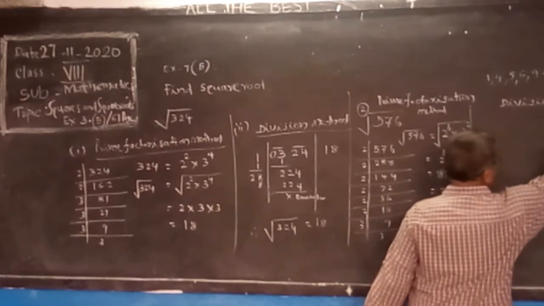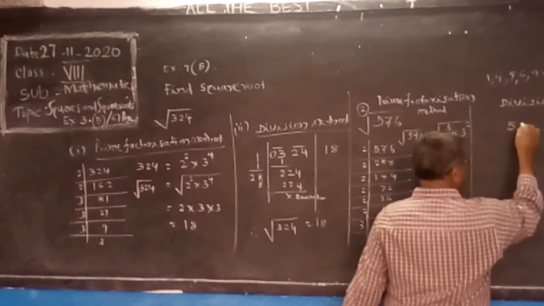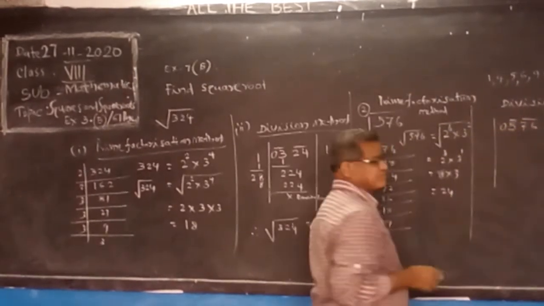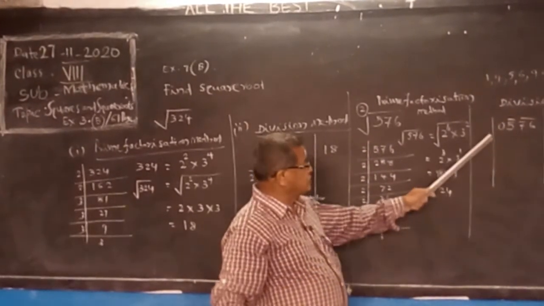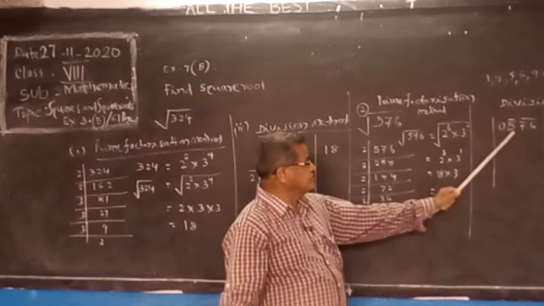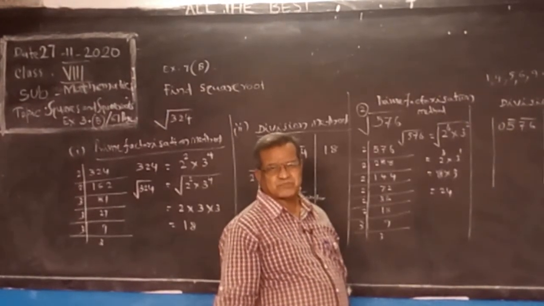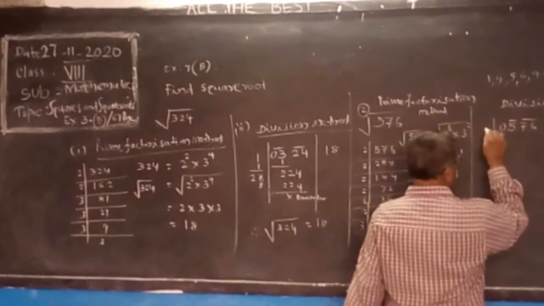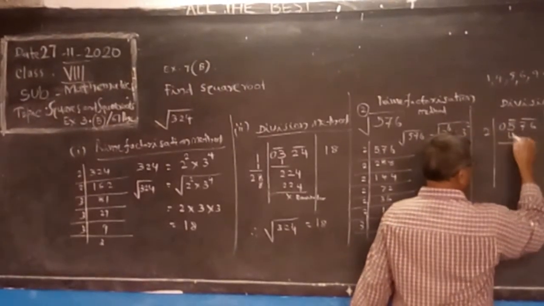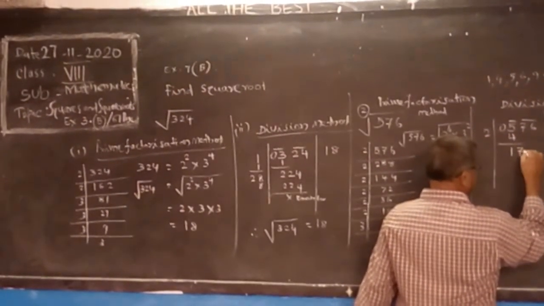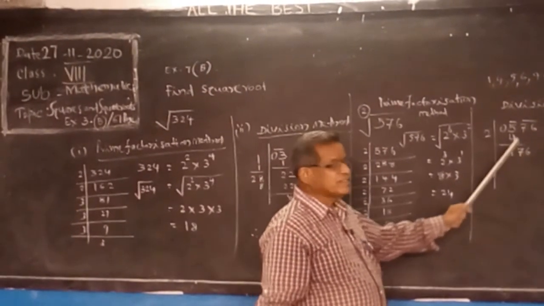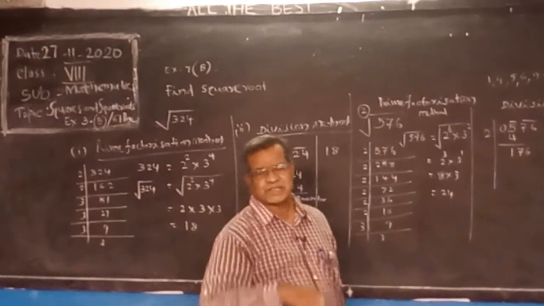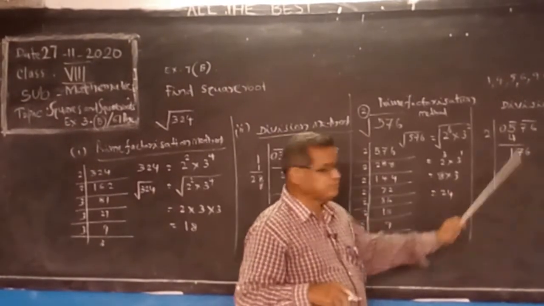Division method. 576. First of all, make pairs. Next, read the table for the first part, which is 5. 1 one is 1, 2 twos are 4, 3 threes are 9, not going. So 2 twos are 4 is going, and the remainder is 1. Take the pair at a time. In ordinary division we take only 1 digit, but in the square root we have to take the whole pair.